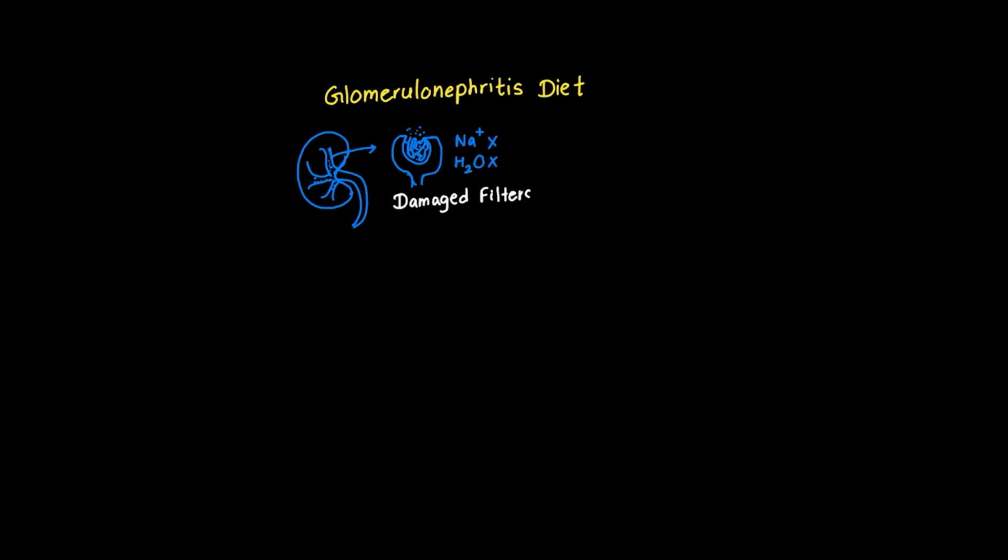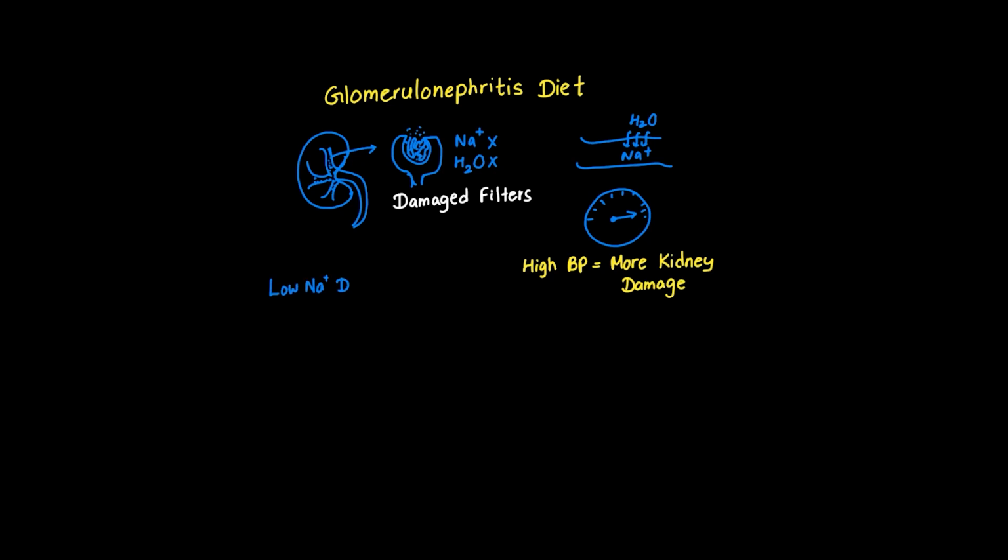Let's explore why sodium restriction is crucial in glomerulonephritis management. Glomerulonephritis inflames the kidney's filtering units, the glomeruli. These damaged filters can't properly excrete sodium and water. Excess sodium pulls more water into the blood vessels through osmosis, increasing blood volume. This raises blood pressure, forcing the damaged glomeruli to work even harder. Low sodium intake reduces this fluid retention. This protects remaining kidney function.